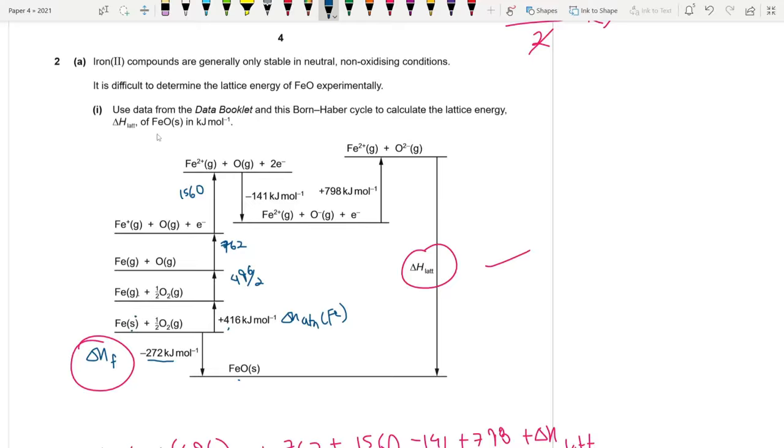Then, as we go from this step to this step, we are getting 1 mole of gaseous oxygen atoms from half a mole of oxygen molecules. The enthalpy change when 1 mole of gaseous atoms is formed from its element in its standard state under standard conditions is called the enthalpy of atomization. The data for this is not given. We need to use the data booklet.